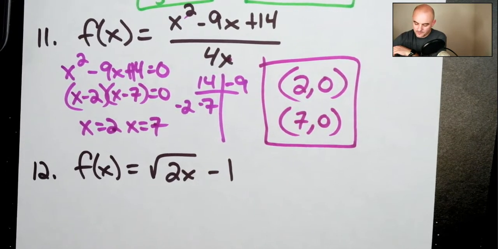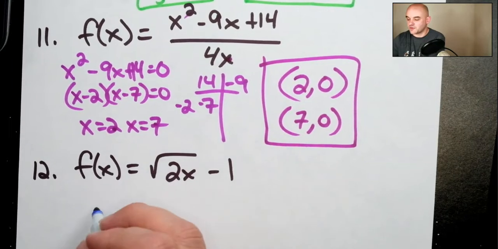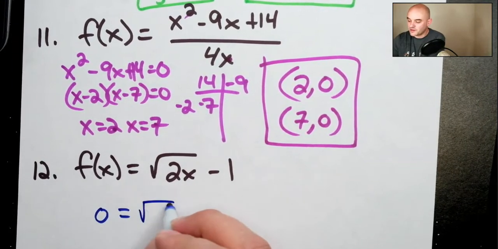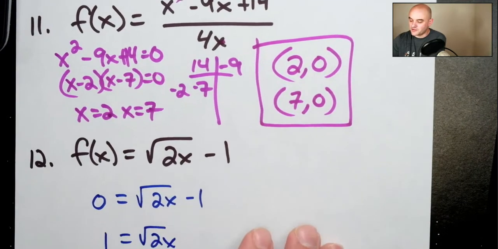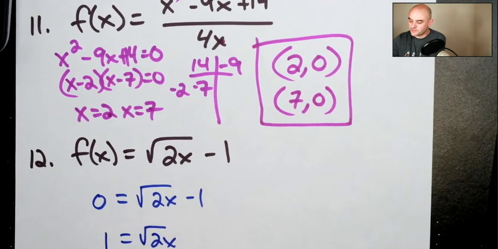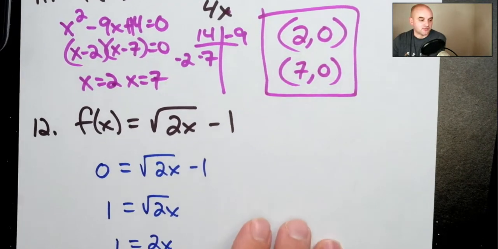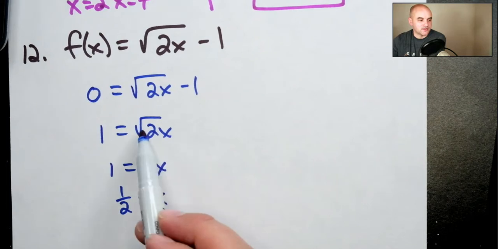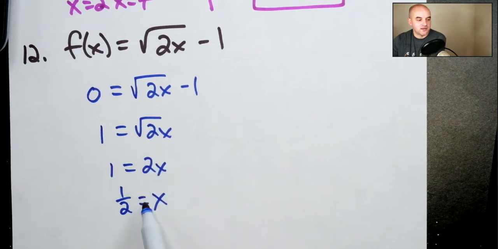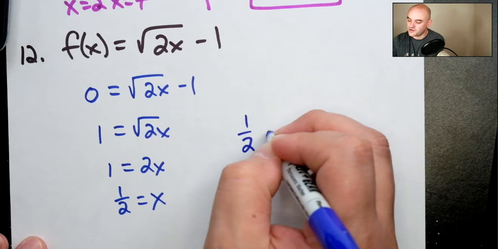All right. Number 12. Once again, we're finding the zeros, so we're going to let y equal 0 and solve this for x. So add 1 to both sides, square both sides, and then divide by 2. So you get x equals 1/2. When x equals 1/2, y is equal to 0.